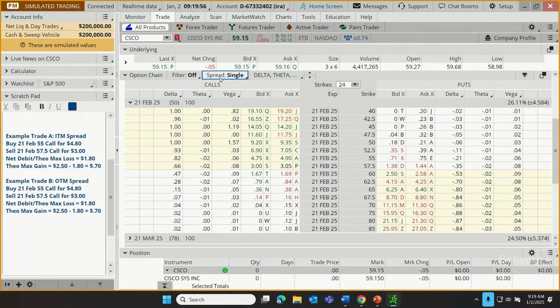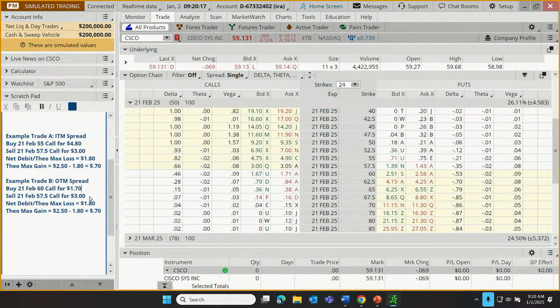But setting that back to single, let's set up maybe this trade instead. Let's buy, instead of the 55 call, let's buy the $60 call. What does that do with the cost of what we're buying? Hey, we went from nearly $5 to only about $1.70.